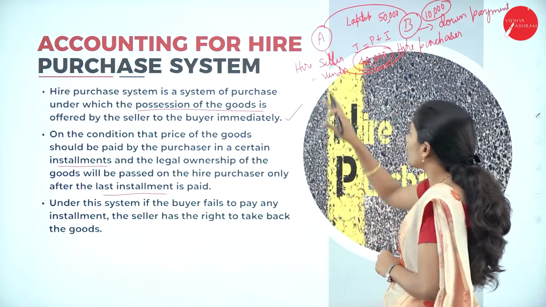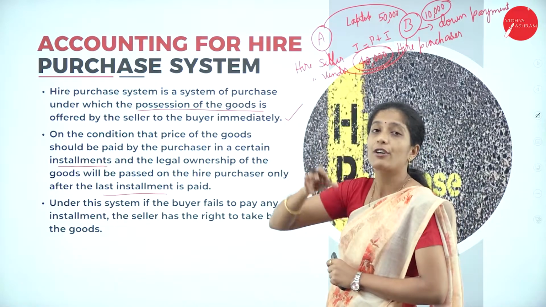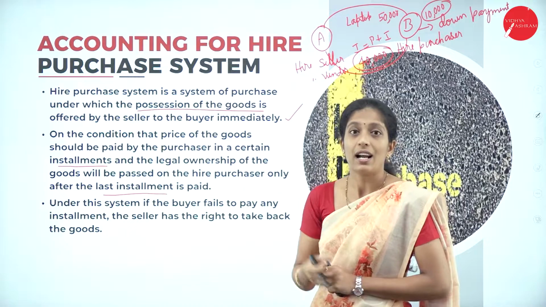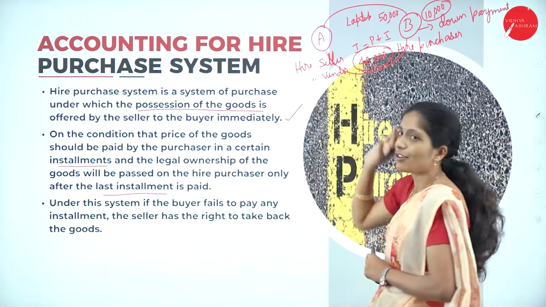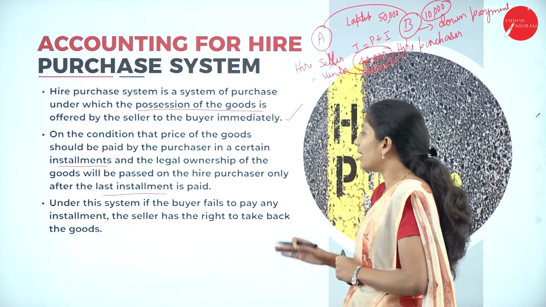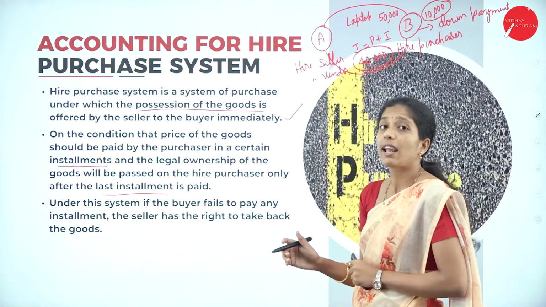So here I have told you the ownership of goods transfers from hire seller to hire purchaser only if the last installment is paid. Until that, ownership will be in the hands of the hire seller itself. Under this system, if the buyer fails to pay any installment, the seller has a right to take back the goods.